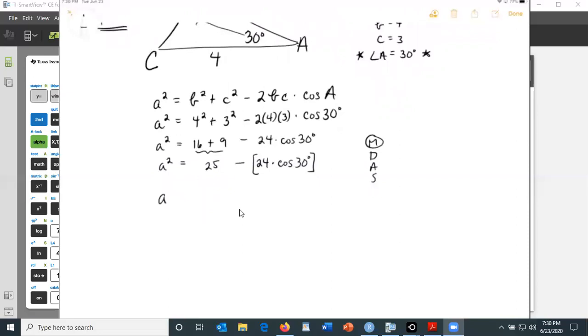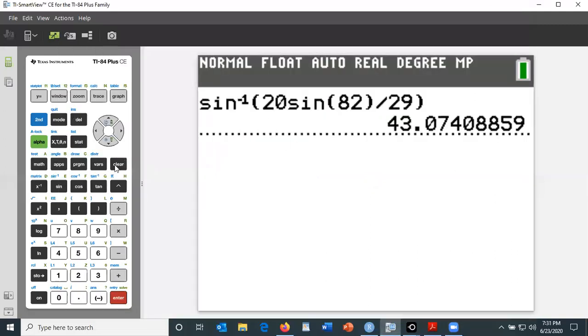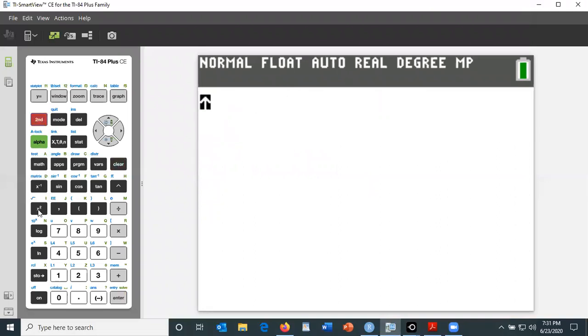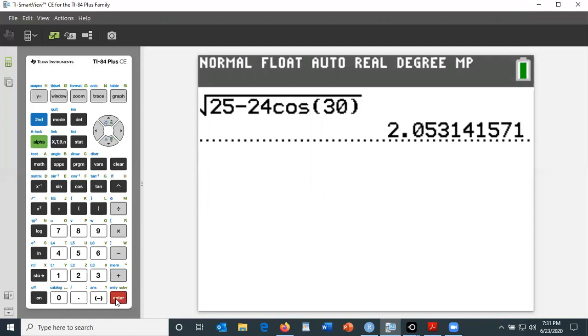So now all you need to do is take the square root of that, right? Because it's a squared. So if you take the square root, that will give you a. And how are we going to do this? On the great old calculator. So we have to do the square root of 25 minus 24 cosine 30. And there's our answer of 2.1.